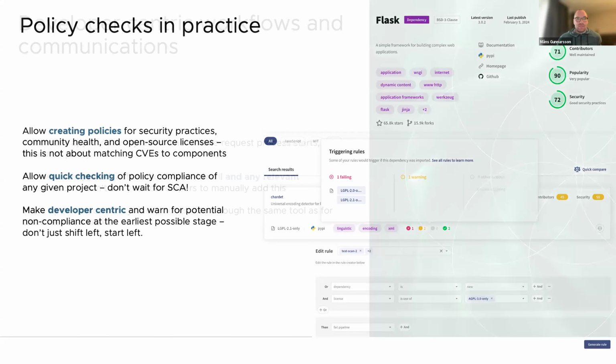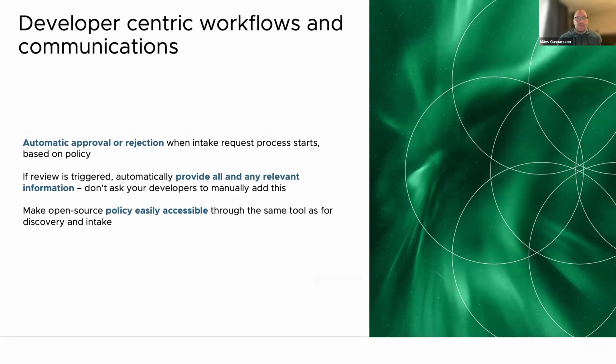Next slide, Tim, please. And finally, the points about developer-focused communication. In the roadmap for this tooling, we will also support things like automatic approval or rejection as soon as you try to trigger the intake process, if that can be determined. And if it turns out that review is in fact needed by other people, then all and any relevant information that we can gather will be automatically provided. So there's no need for the manual correspondence back and forth, or an ask for the developers to provide this information.